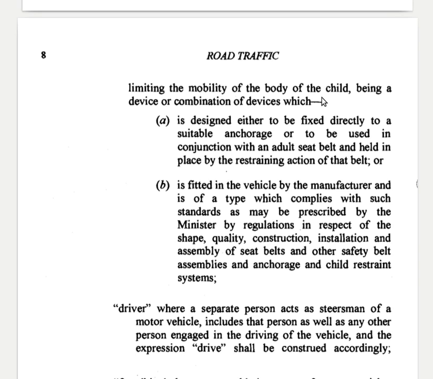B, is fitted in the vehicle by the manufacturer and is of a type which complies with such standards as may be prescribed by the minister by regulation in respect of the shape, quality, construction, installation, and assembly of seat belts and or safety belt assemblies and anchorage and child restraint system. So that would be what we call the child seat.